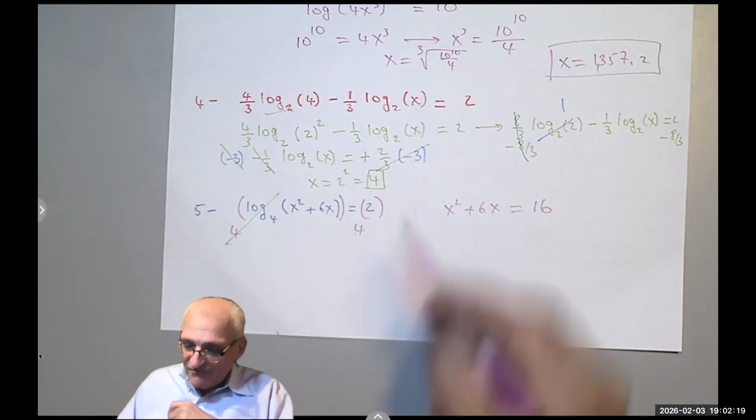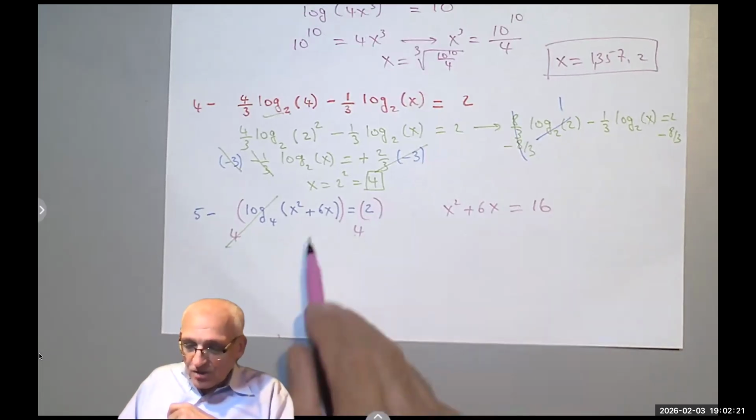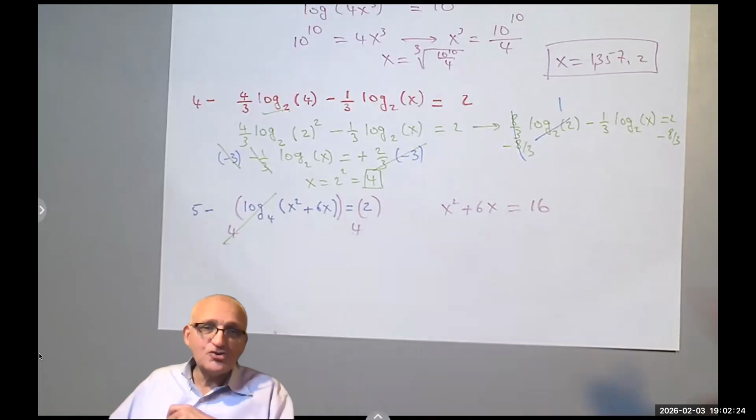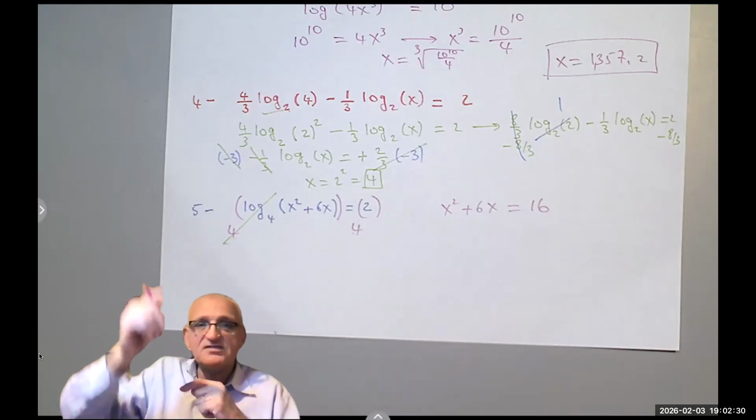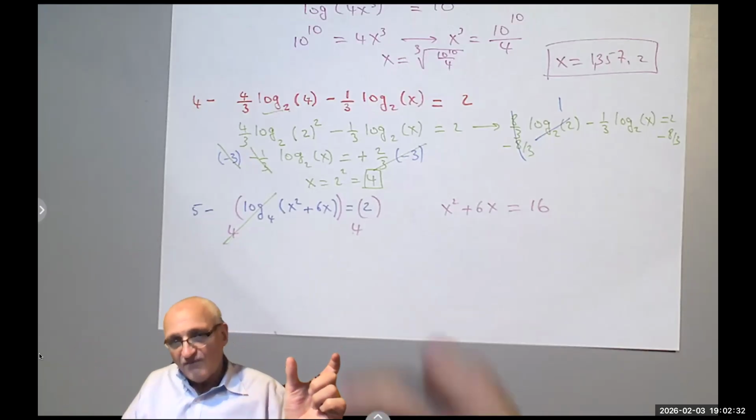Okay? So if I have 4 squared, if I take log to the base 4 of that, I will get 2. Okay? They are inverse functions. 4 to the log of 4 is the same as log of 4 to any power.